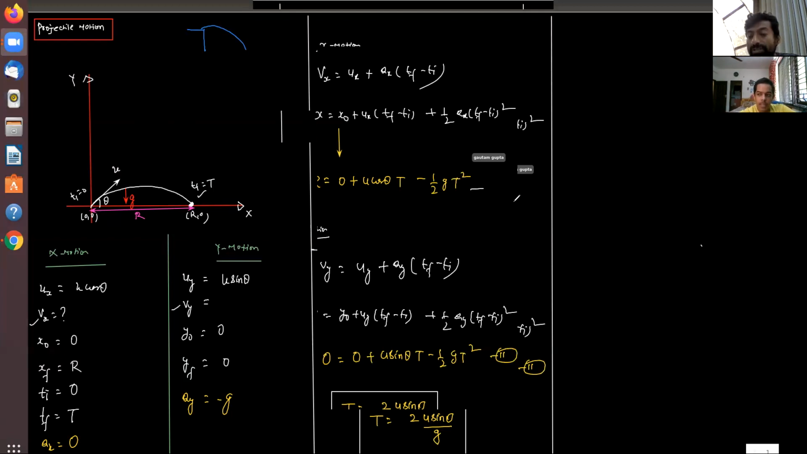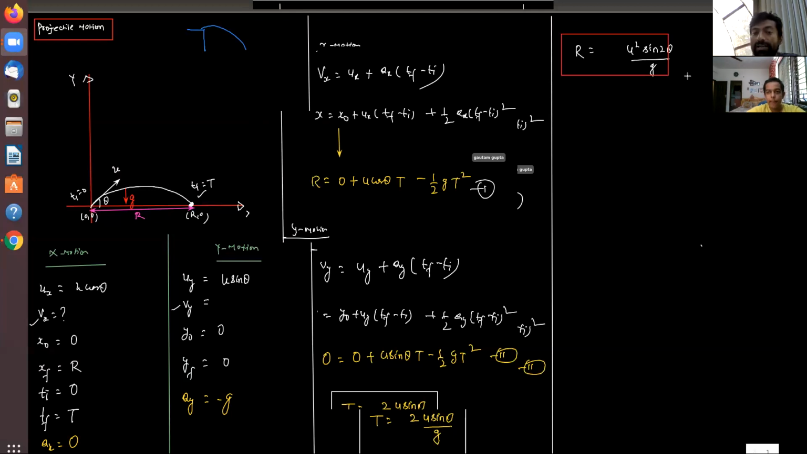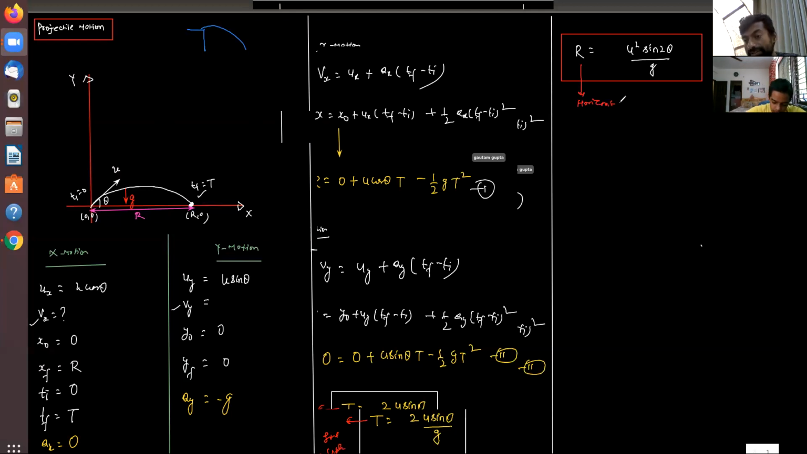And if you put this value of time of flight in equation 1, you will get R as u square sine 2 theta by g. Is it clear? So these are the formulas for time of flight and the horizontal range. This is called time of flight, and this is called horizontal range. Is it clear?